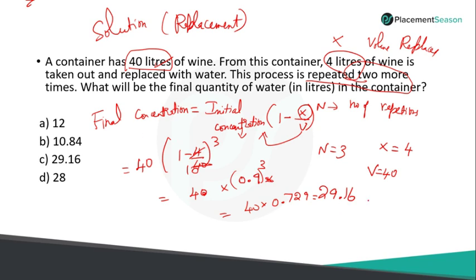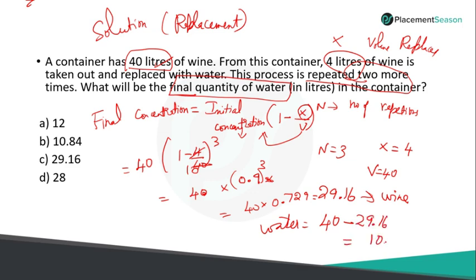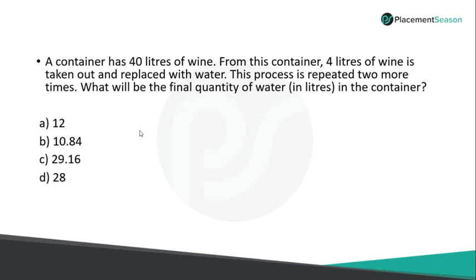This 29.16 is the final quantity of wine. But here the question is the final quantity of water. So be careful in reading the question. So the water will be the remaining, which is 40 minus 29.16. That is 10.84 liters. I hope you are clear with this particular question. Answer is 10.84 liters. Okay. So the final key is you need to solve the question and remember the formulas. When you look at this question, that particular formula should strike your mind. So that is how you should solve any question. So let me show the next question now.